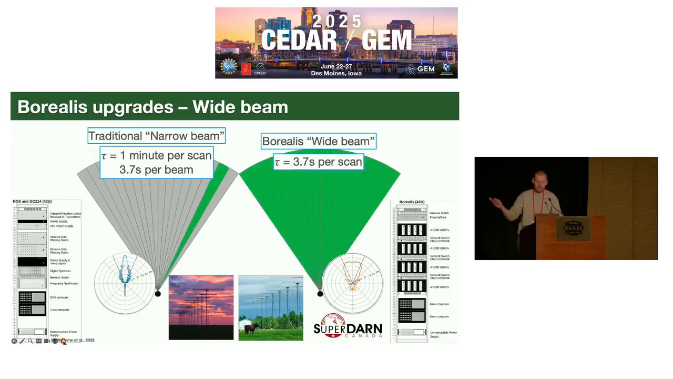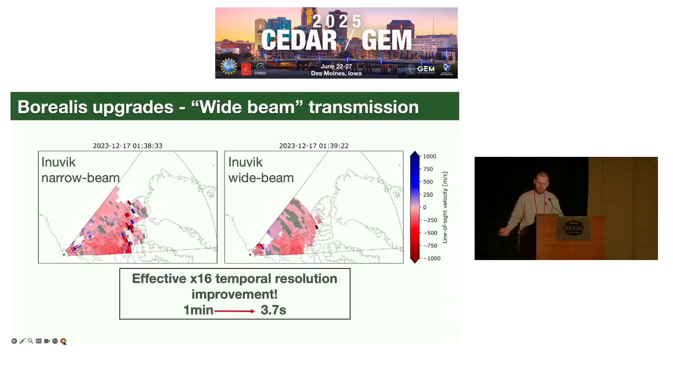So this in itself is already very flexible, but the immediate impact is that by receiving every single beam direction at once, we automatically get a 16-fold temporal resolution improvement to the data, because we're now not doing one beam at a time, we're doing them all at the same time. So we've gone from 1 minute per scan, 3.7 seconds per beam, to 3.7 seconds for the entire scan. And this is what the data looks like in practice.